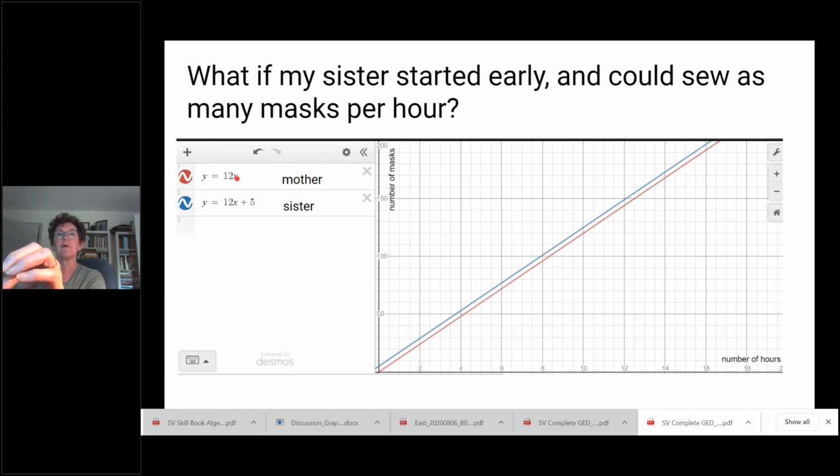Even if we try 0, well, 0 times 12 is 0, so 0 equals 0, that would work. But if we take that same point, 0, 0, and we substitute it in, 12 times 0 is 0, plus 5, that does not equal 0. So this will never be true for this equation. You cannot have the same solution for these two equations. There is no solution, no point of intersection ever for this situation.